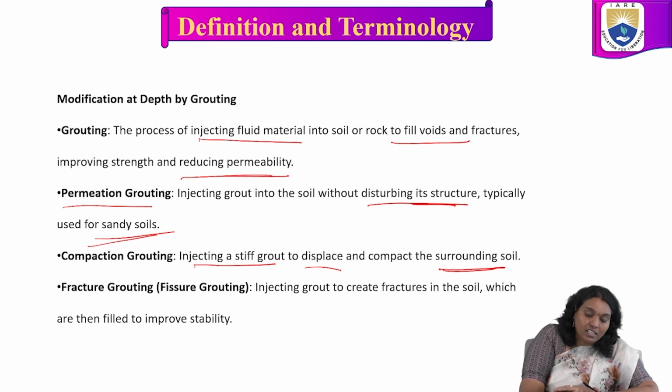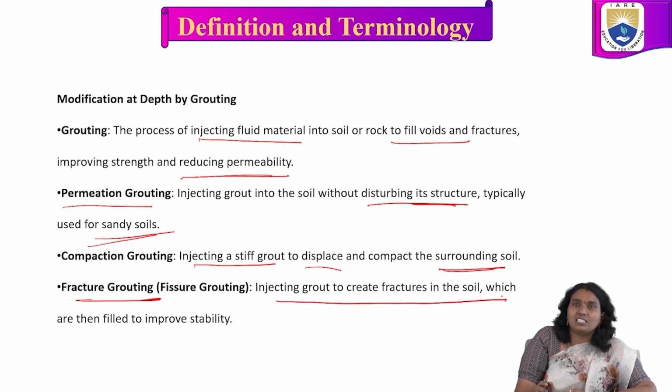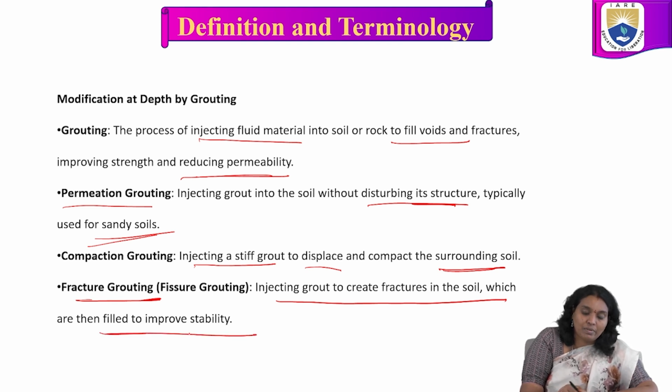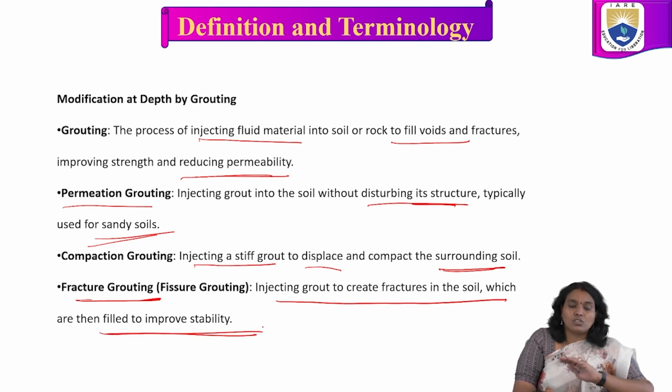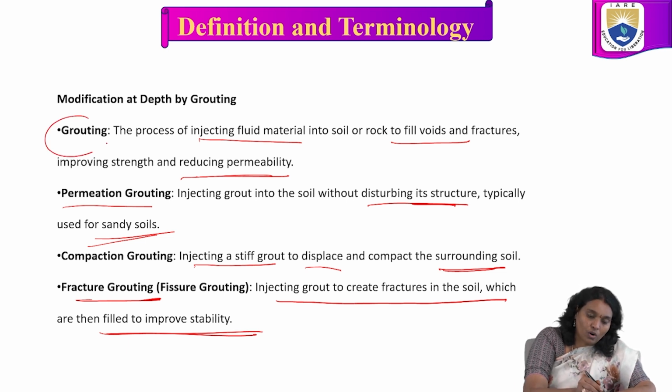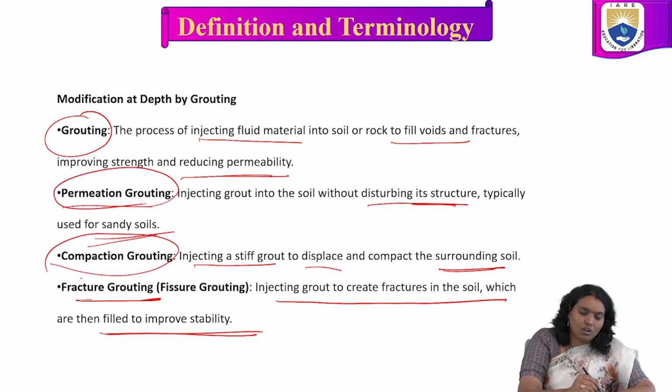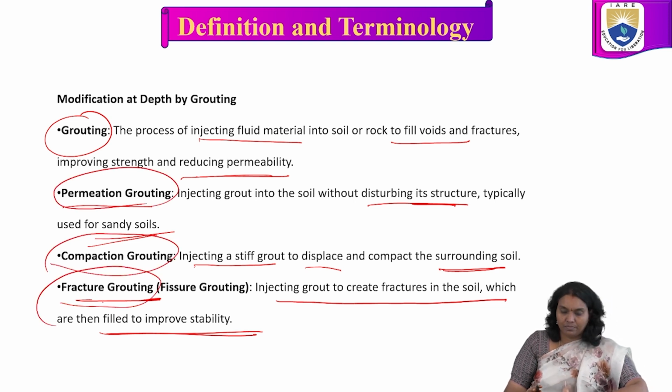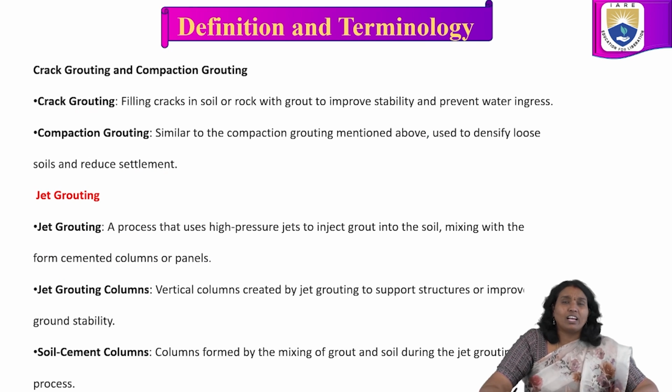The fracture grouting. So injecting grout to create fractures in the soil which are then filled to improve stability. So these are the various terms which we are going to use for the modification at depth by grouting, that is grouting, permeation grouting, compaction grouting, fracture grouting. So what are crack grouting and compaction grouting?